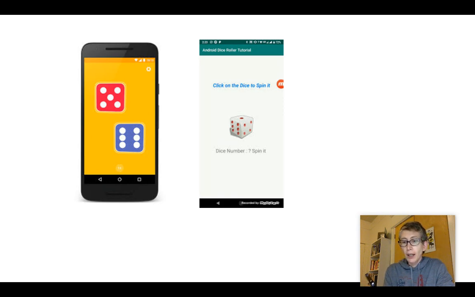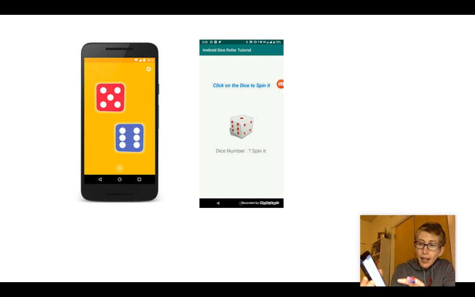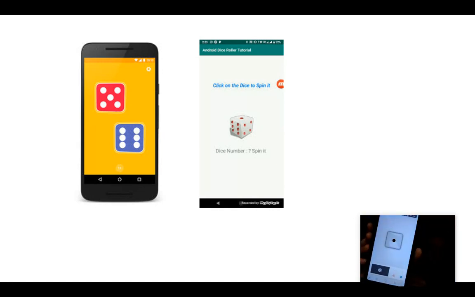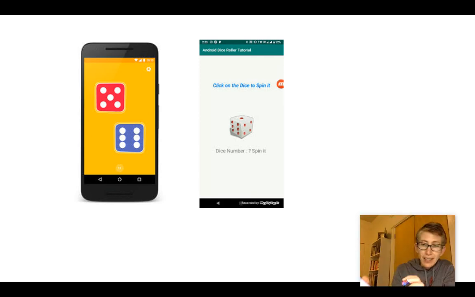So when I open mine up, can you see it looks like that? And I can select one die that looks like that. And then I can shake my phone like that, and it looks like I'm rolling the die, and it gives me a number. So to play this game, you're going to need either a real die or a dice app on your phone.